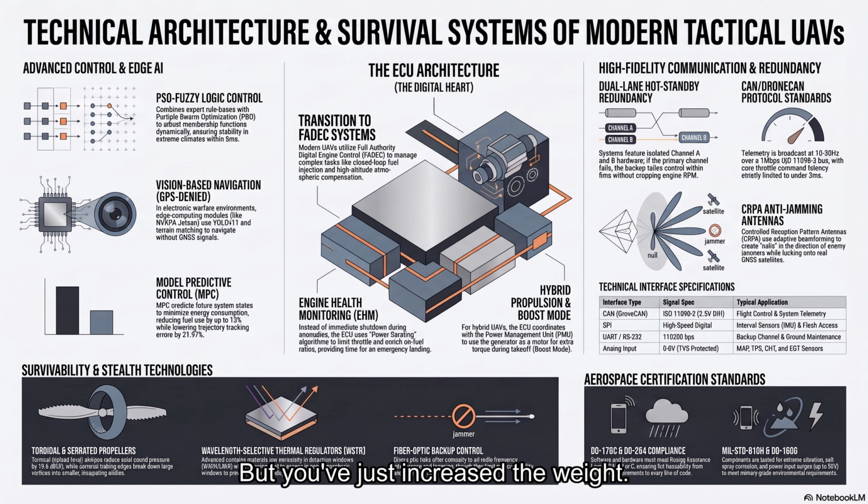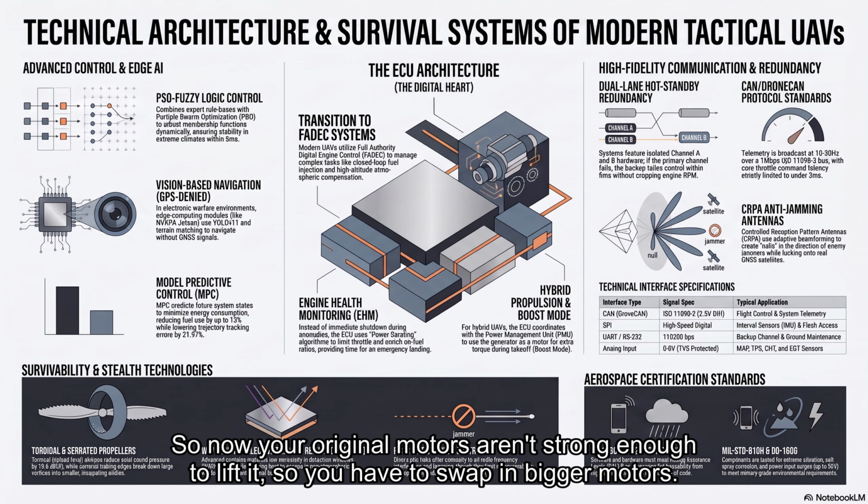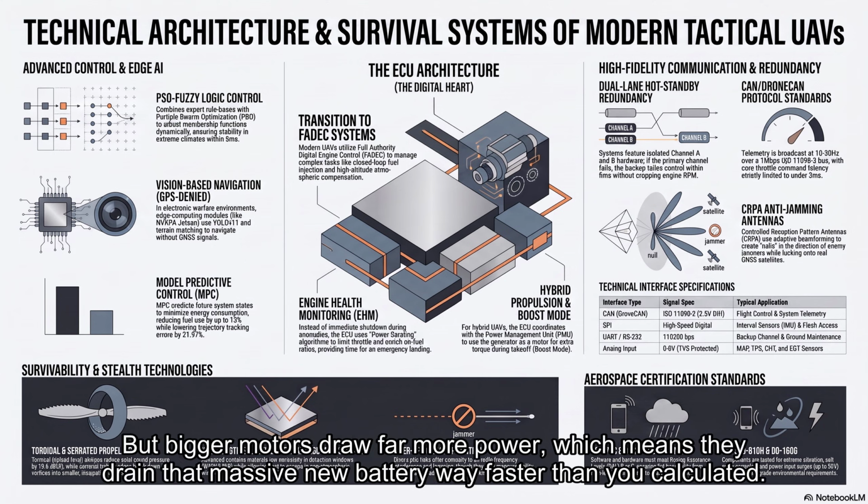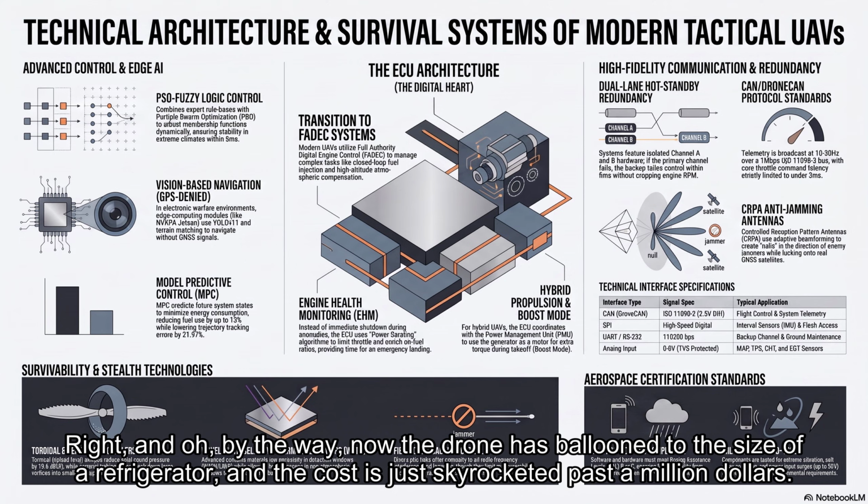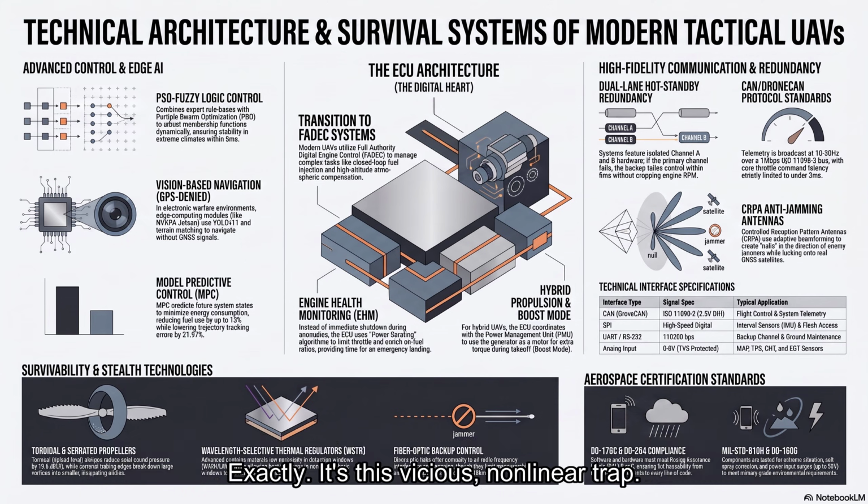But you've just increased the weight. So now your original motors aren't strong enough to lift it, so you have to swap in bigger motors. But bigger motors draw far more power, which means they drain that massive new battery way faster than you calculated. Right, and by the way, now the drone has ballooned to the size of a refrigerator, and the cost has skyrocketed past $1 million. Exactly. It's this vicious, non-linear trap.